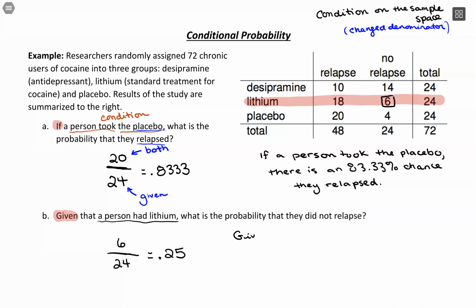So given that a person had lithium, there is a 25% chance that they did not relapse.